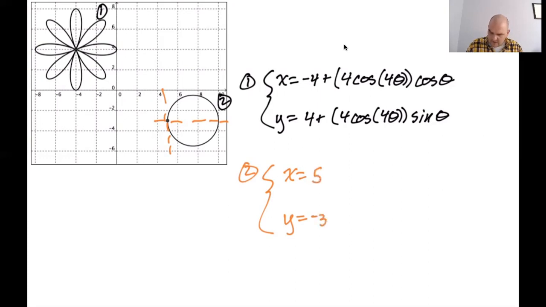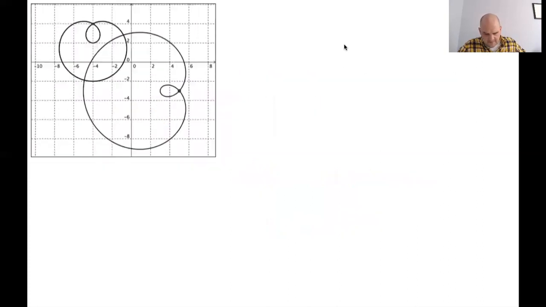5, -3, plus, plus. It's a circle. The diameter is 5, positive x-axis, so it's going to be 5 cosine theta, and 5 cosine theta and sine theta. Okay, I think that's it for those. Let's see what the next, and I think possibly the last pair of graphs will be.